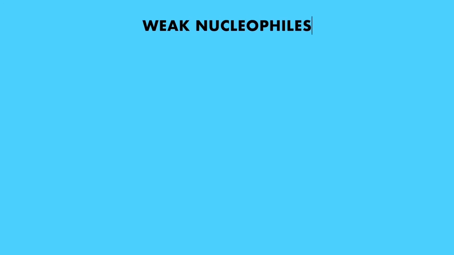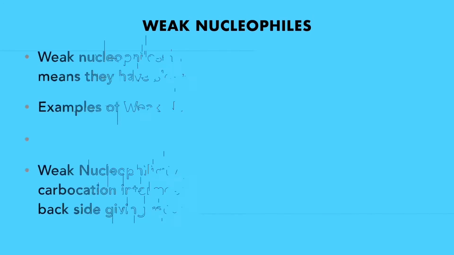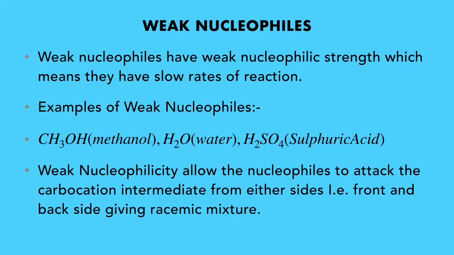Now let us know about a weak nucleophile. Weak nucleophiles have a weak nucleophilic strength, which means they have a slow rate of reaction. Examples are CH3OH, methanol, H2O, water, and H2SO4, sulfuric acid; generally they act as weak nucleophiles. Weak nucleophilicity allows the nucleophile to attack the carbocation intermediate from either side, that is the front side and the back side, giving a racemic mixture of enantiomers, that is 50% inversion of configuration with 50% retention of configuration.